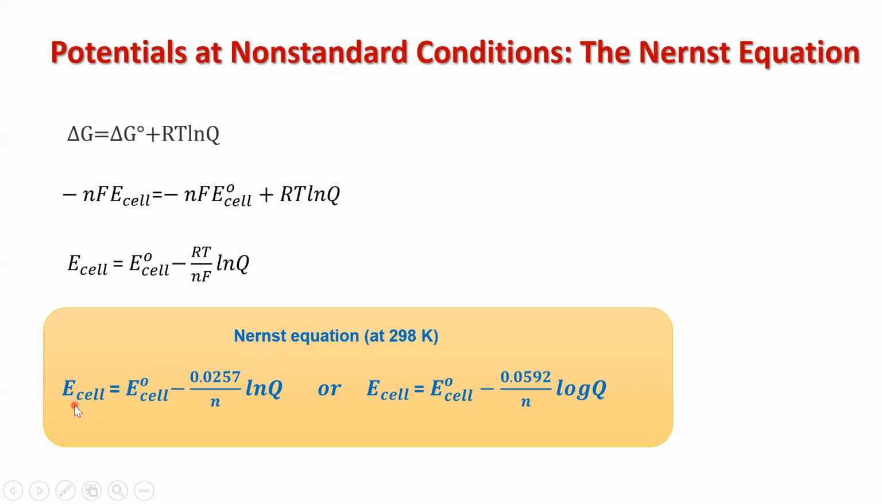So the voltage in a non-standard cell would equal the voltage in the standard cell minus 0.0257 divided by N times ln of Q. Or just a slightly different version would be 0.0592 divided by N times the log of Q. There's just a different function. This is a log function. This is an ln function. It doesn't matter which one you use. And this is called the Nernst equation.